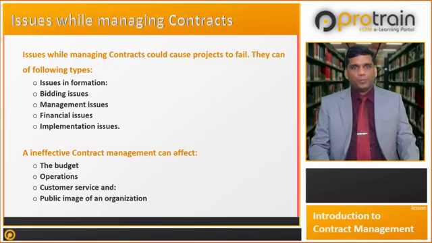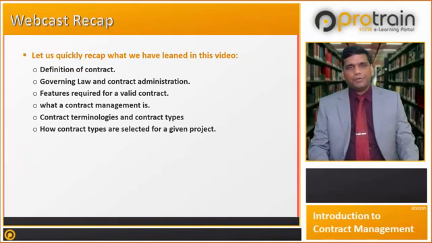Now, let us revisit what we have discussed till this point of time. In this webcast, we learned the definition of contract. NCMA defines a contract as an agreement enforceable by law between two or more competent parties to do or not do something not prohibited by law, for legal consideration, involves both an offer and an acceptance.